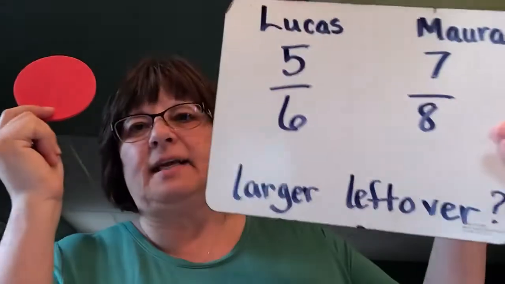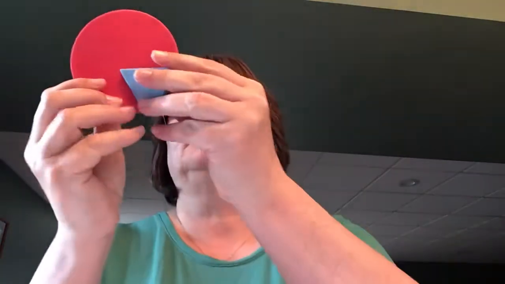So the way we check out Lucas is we take our red whole, and we find out which fraction piece, because Lucas is sixths, which one takes 6 of them to fill it. And it's the light blue. So I'm going to cover my whole with light blue. Make sure you have all 6 of them.